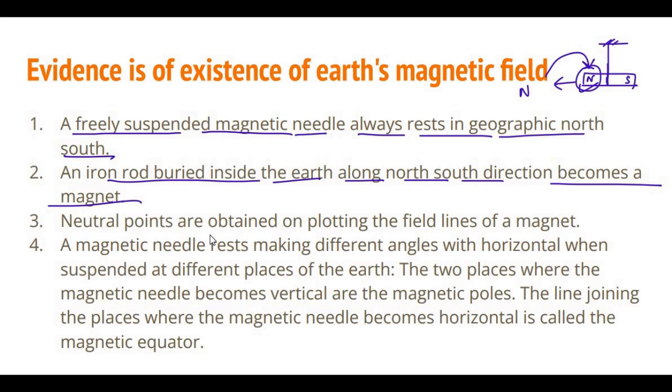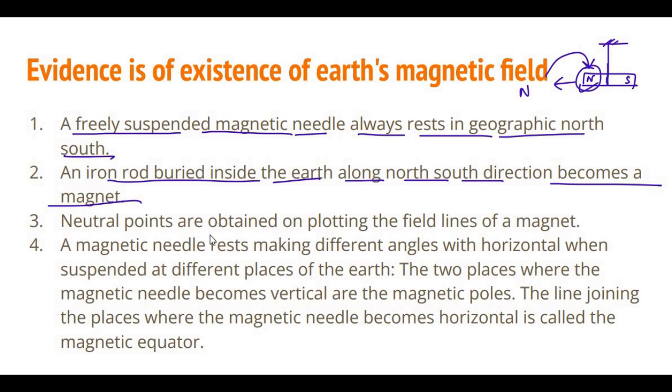And because that iron is a magnetic substance, and when it was kept in that alignment buried inside the earth, the magnetic field lines of the earth acted on or influenced the iron rod in that manner that this iron rod, due to its retentivity, बाद में सीनियर क्लास में पढ़ोगे, there is something known as retentivity. The iron rod, because of its property of retentivity, retained the magnetic properties of the magnetic field lines that were produced due to the earth's magnetic field on it. So this is also an evidence that tells us yes, Earth produces magnetic field.